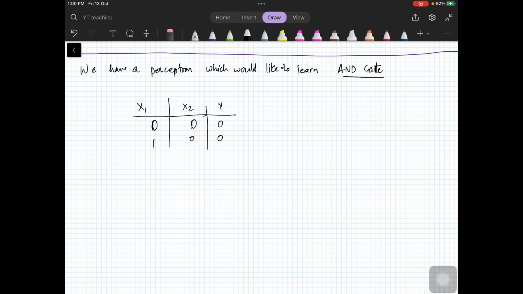And 1 0, the output is 0. 0 1, the output is 0. And 1 1, the output is 1. So this is the data available with us. This is the actual predictions we have, and we want our perceptron to learn this thing.